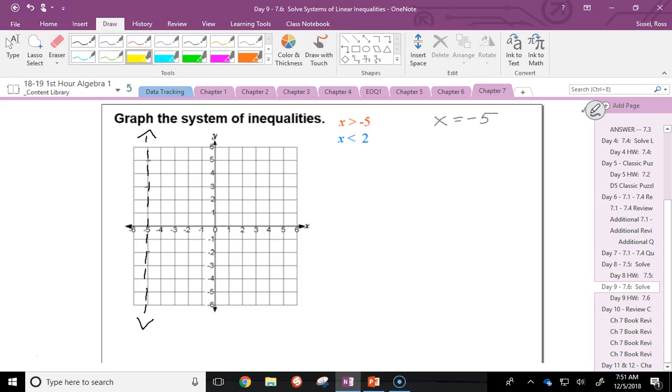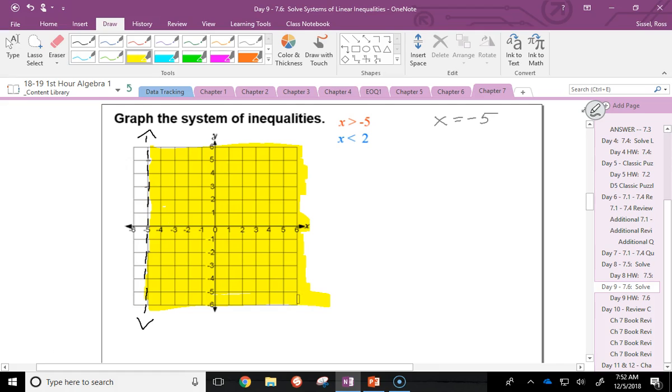But x is greater than negative 5. So do I shade on the left side or the right side? Right side. Good. So I'm going to use my yellow highlighter, because this might help you see this. And I'm going to shade everything to the right. Technically, I could just use a pen and do a bunch of marks faster. I like what this is going to look like.